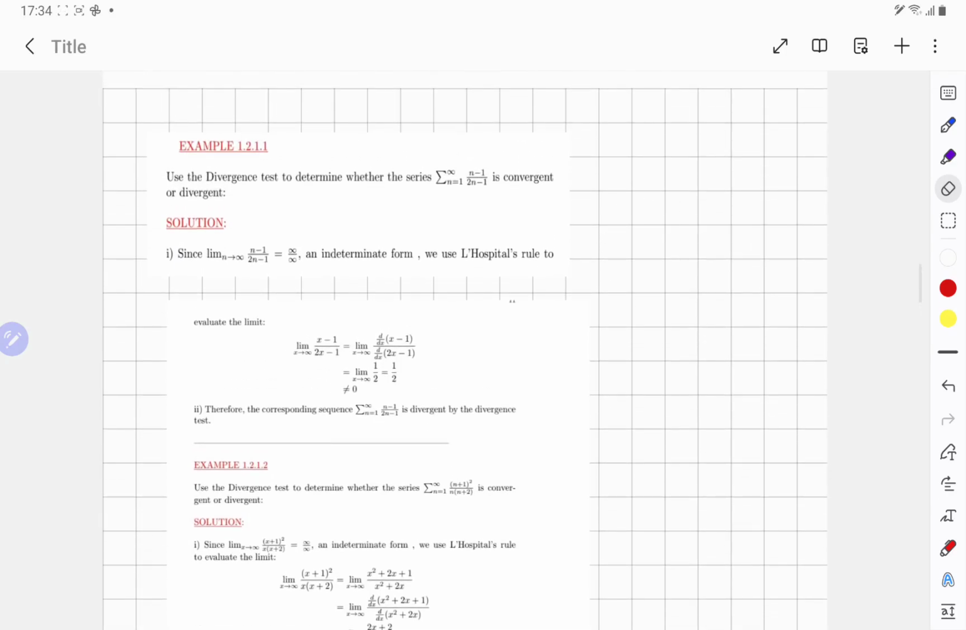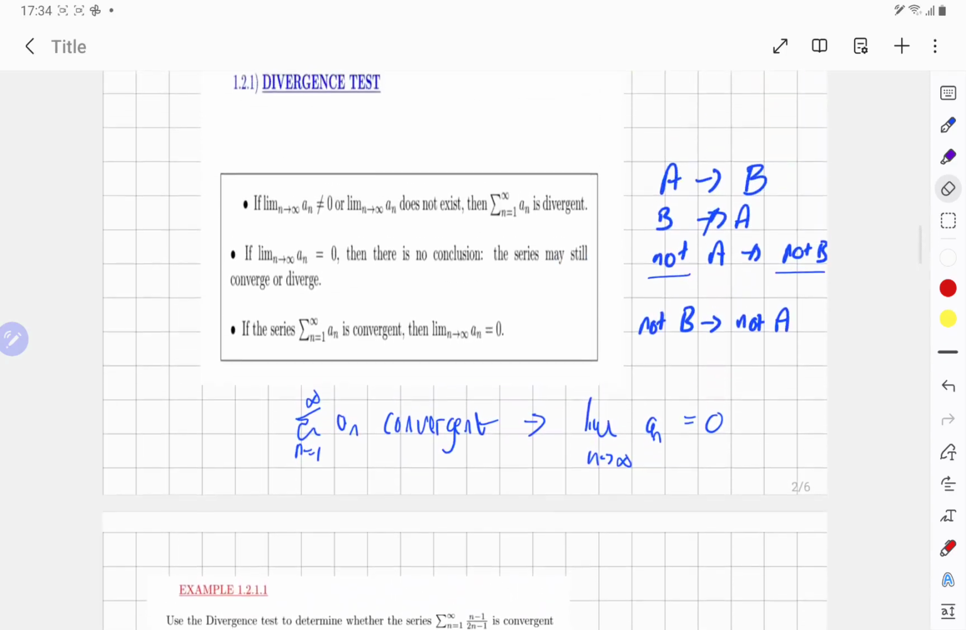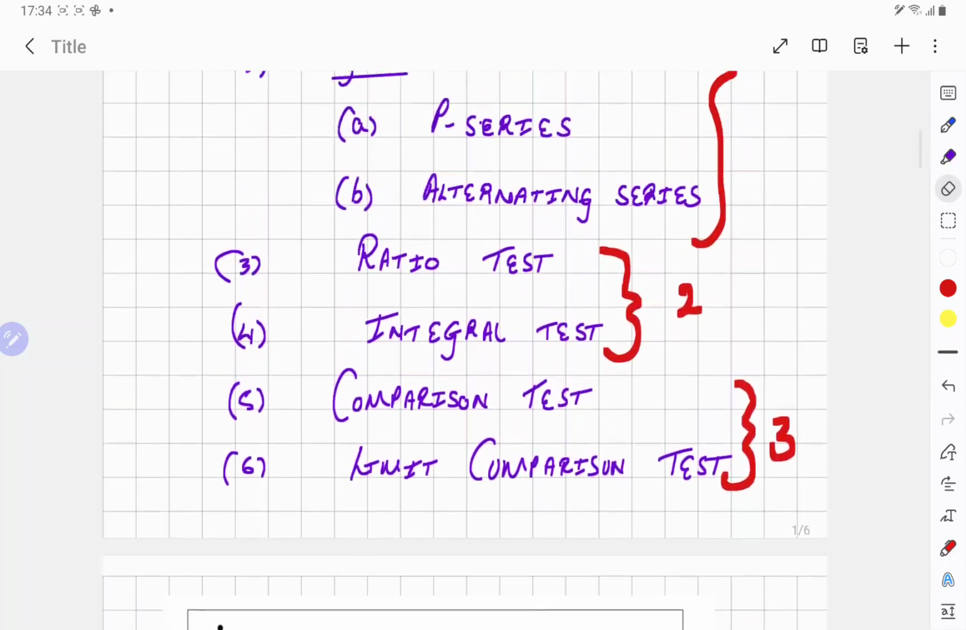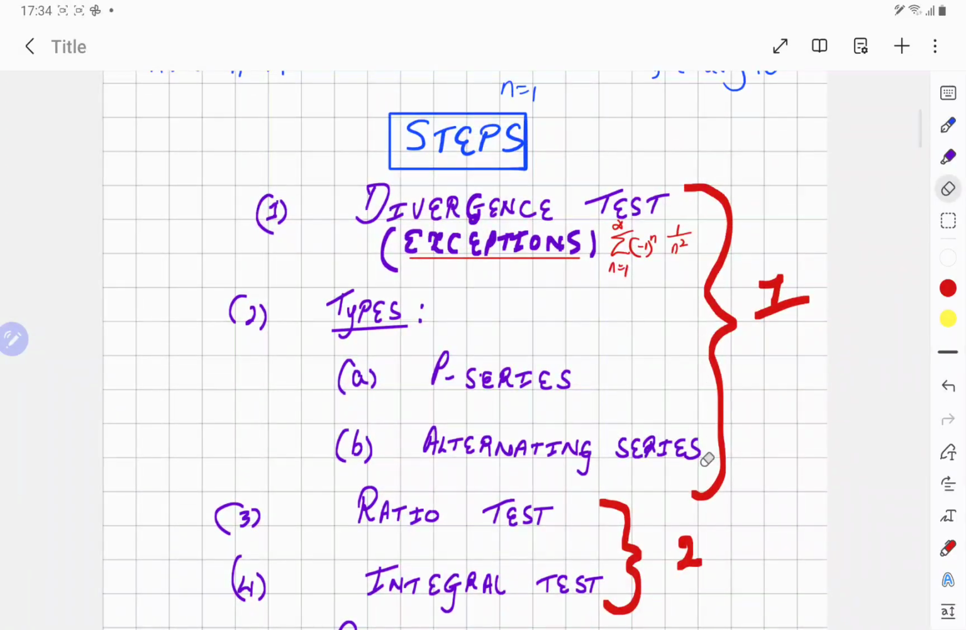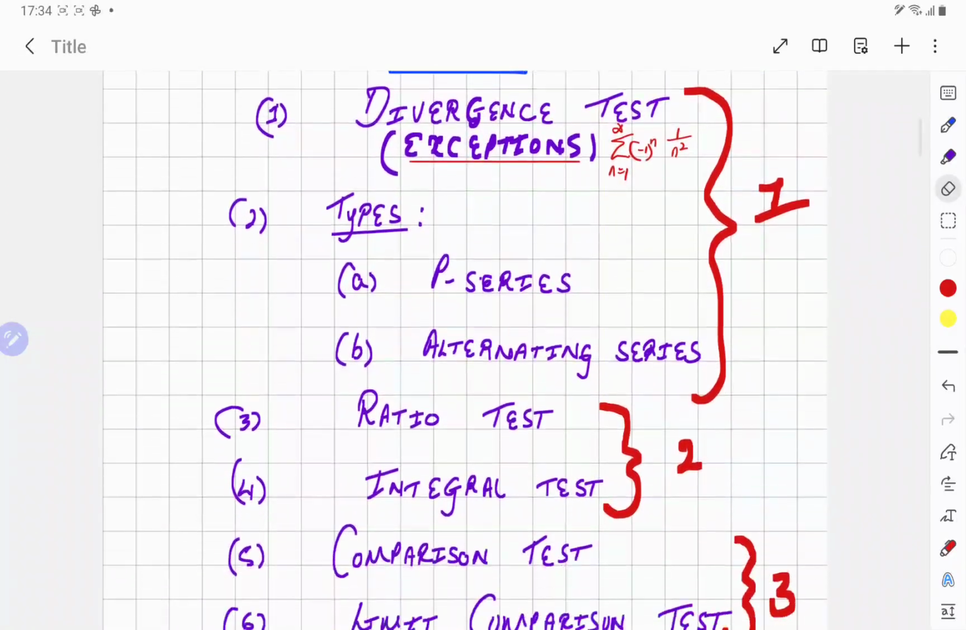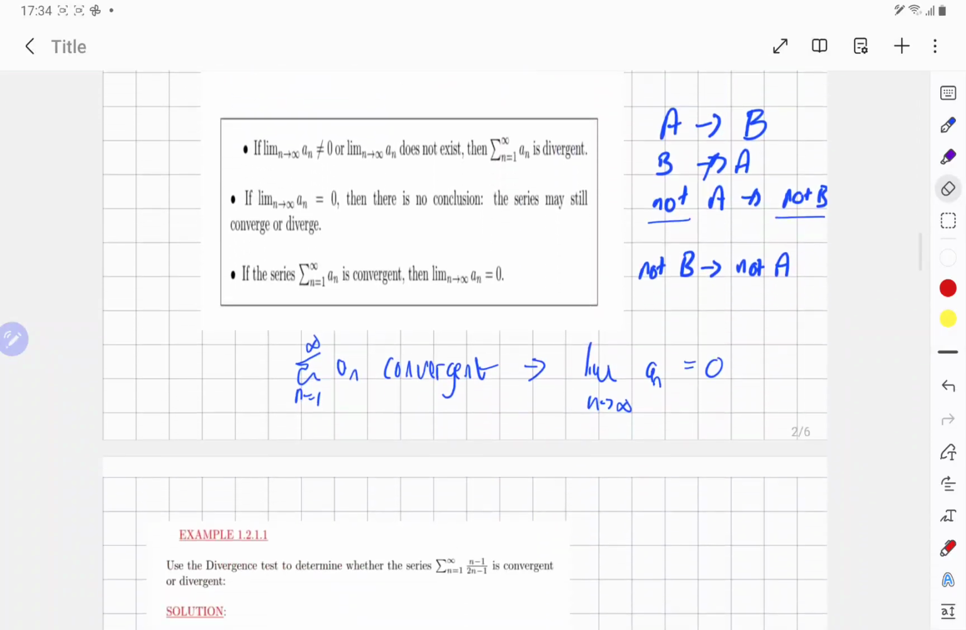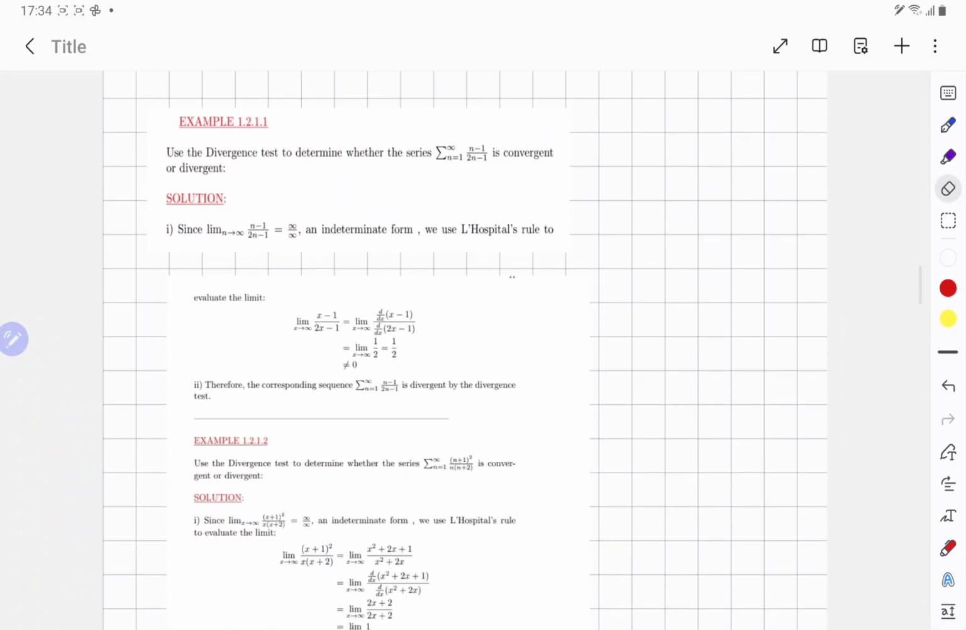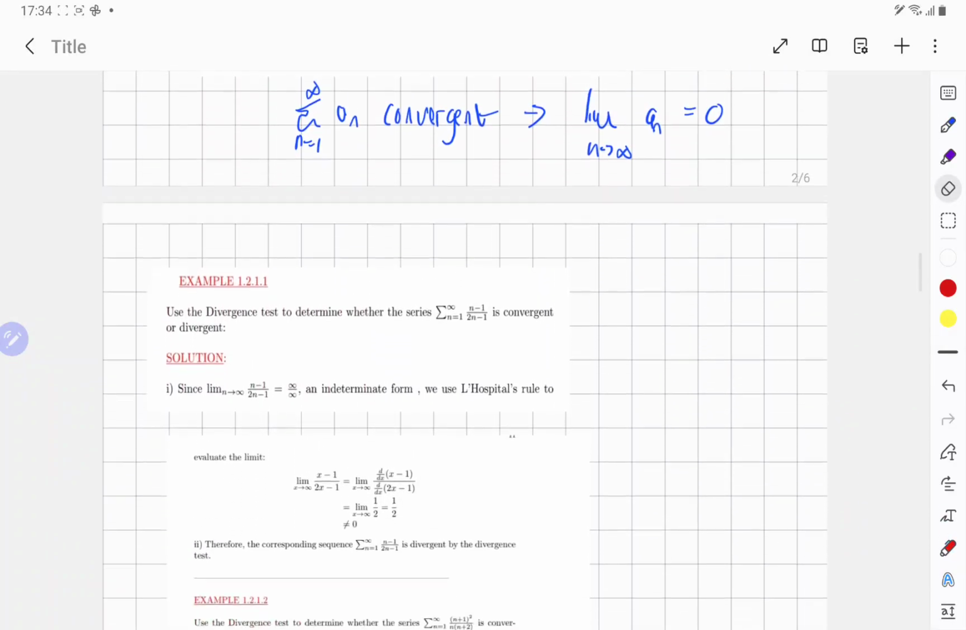Let's start with example 1. Now, remember what I said, we're going to strictly follow these steps. We've only done our divergence test, so you know we can only do a divergence test. Let's quickly go through it.